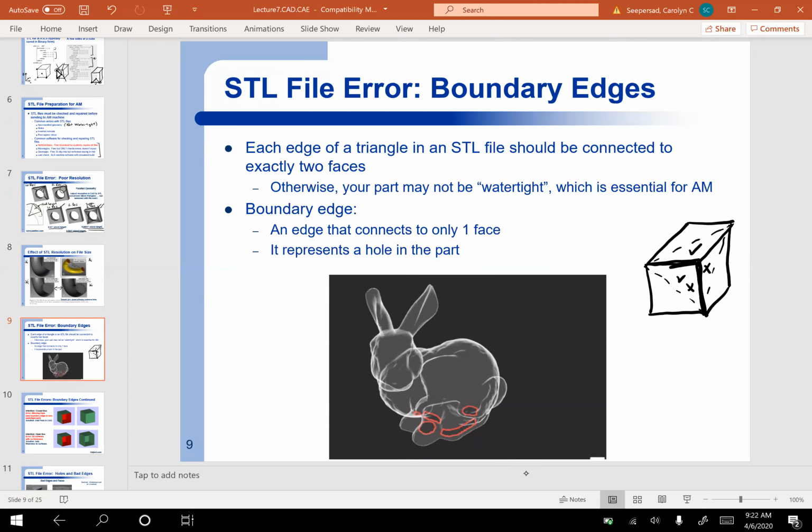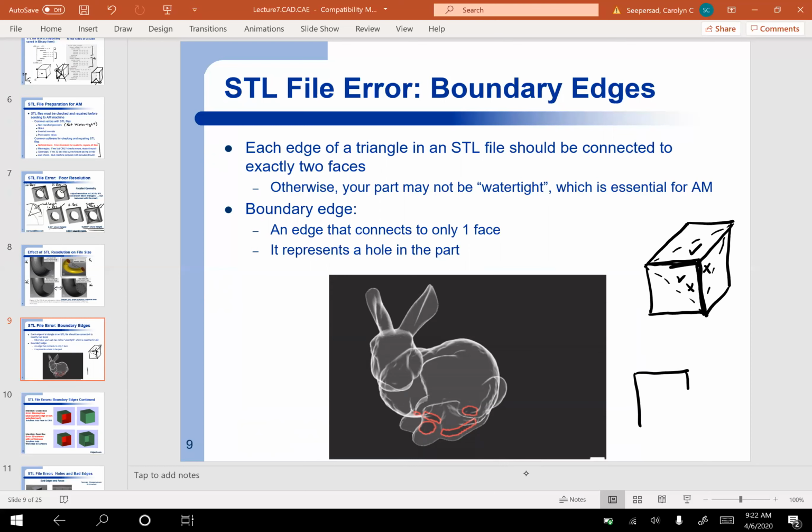So for example, look at the bunny down here in the bottom, and you can see some edges here that are highlighted in red. The reason is because those edges, they're on the bottom of the bunny, right? The bottom of the bunny is flat, but those edges are connected. They're edges and they're connected to only one face. So what you actually have on the bottom of that bunny are holes, right?